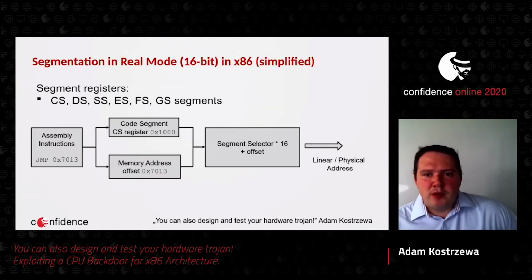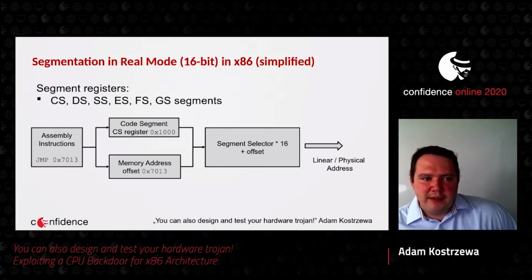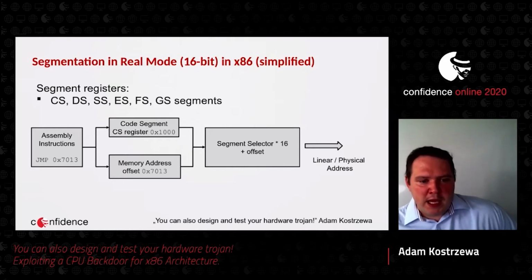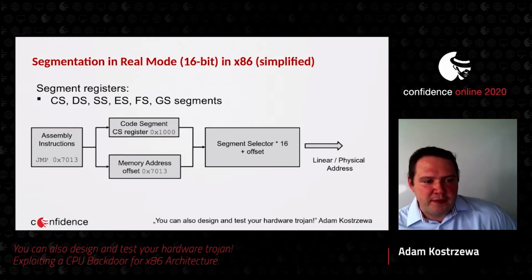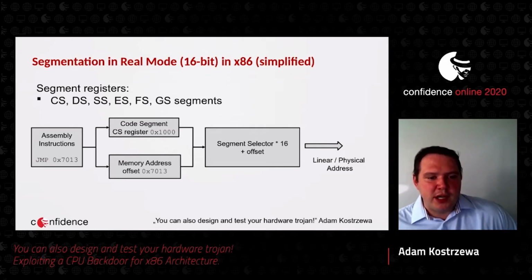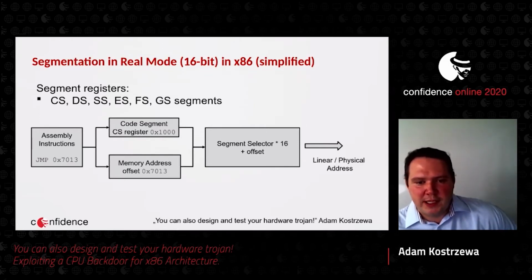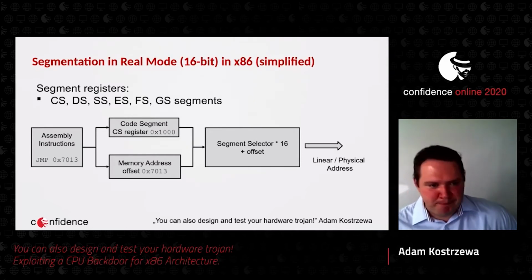So in real mode, where there is no protection active, you have segment registers. We have 6 segment registers. There's a code segment, data segment, stack segment, and free registers, which you can use freely. And you translate your addresses in your segmentation unit very simply. Your assembly instruction defers a memory address offset, and from the code selector register or data selector, you're using the base address, and you get your linear physical address.